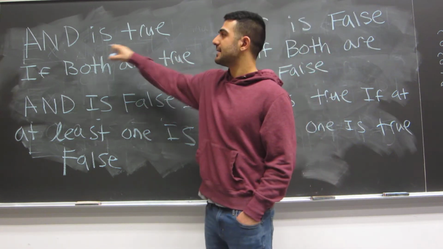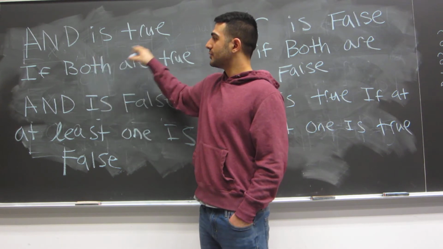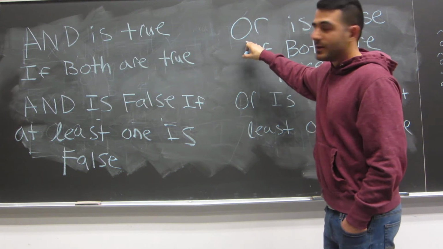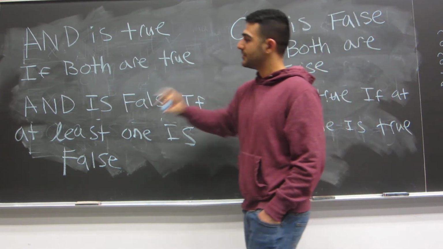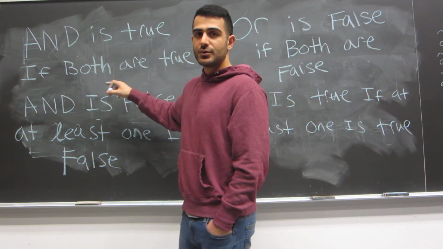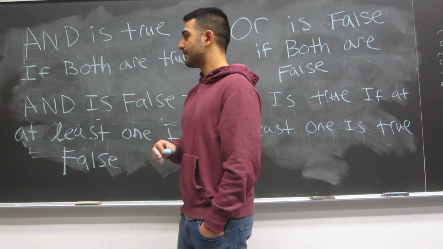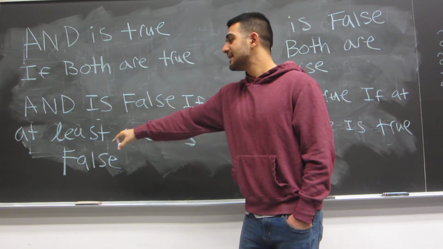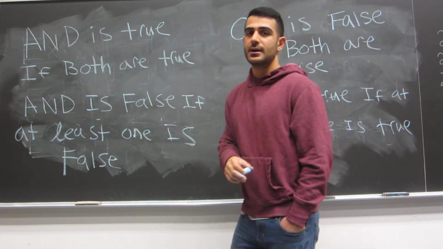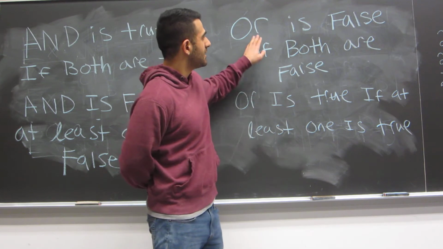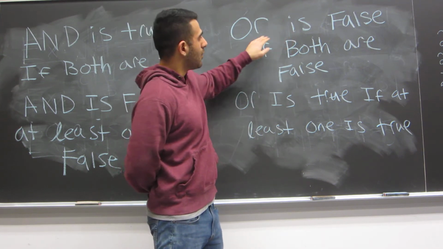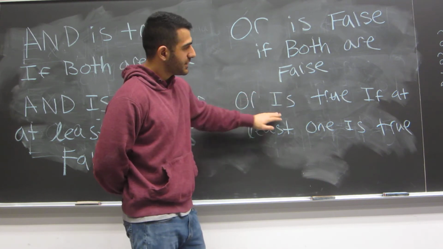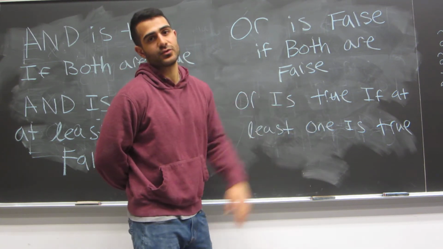We know an AND statement is true if both parts of the statement are true. And we know that an AND statement is false if at least one part is false. Now let's look at an OR statement. An OR statement is false if both are false. OR is true if at least one is true.